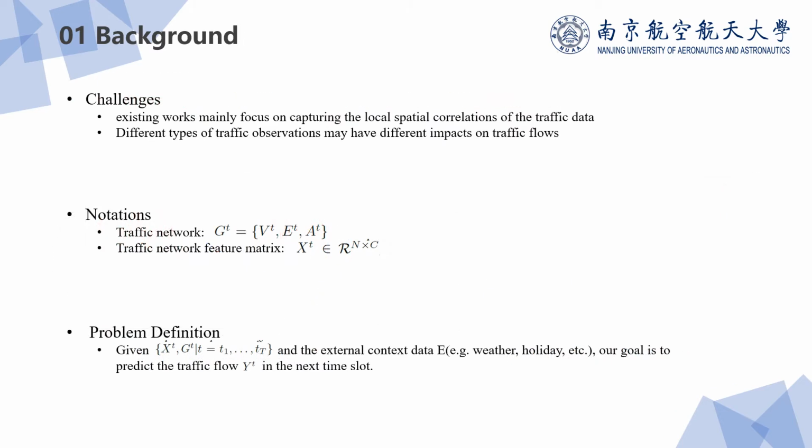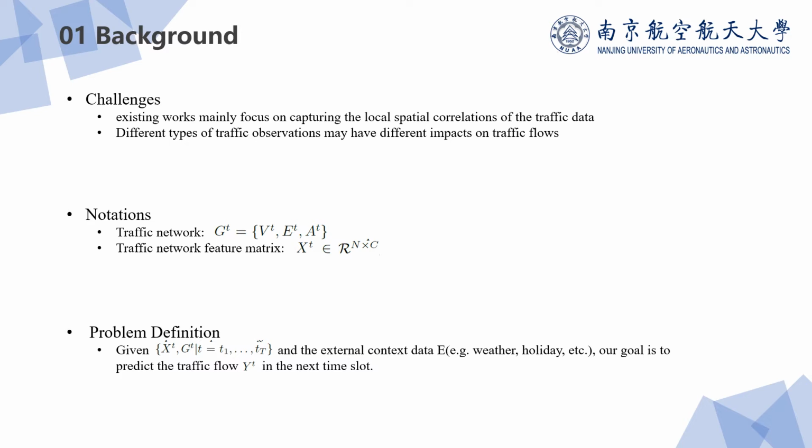So there are two challenges of existing works. The first one is that existing works mainly focus on capturing the local spatial correlations of the traffic data while ignoring the global correlations. The second one is about the traffic observations. Different types of traffic observations may have different impacts on traffic flows.